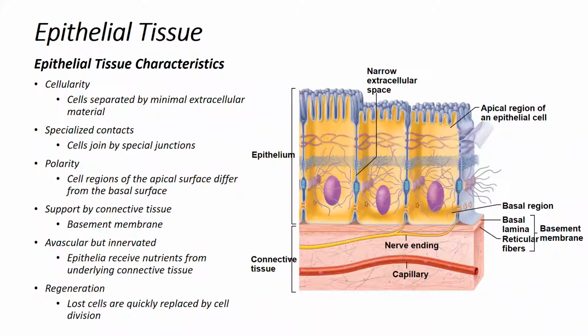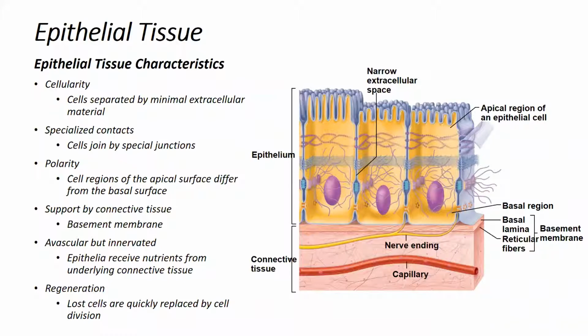Specialized contacts are the structures that join cells together. We're going to talk about those. There are certain tight junctions, desmosomes, gap junctions, and so on. And they're usually at the lateral domains of the cell or the lateral surfaces of the cell. And we'll talk more about the unique functions of each of those and where they're located along the lateral domain.